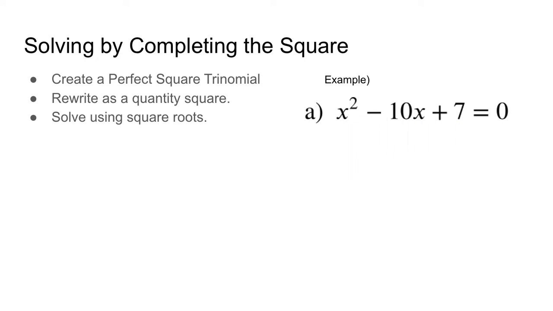But that's actually what we're going to fix. In order to do that, we're going to create the perfect square trinomial, rewrite it as that quantity squared, and then solve using square roots. So let me show you what I mean with this first example problem.